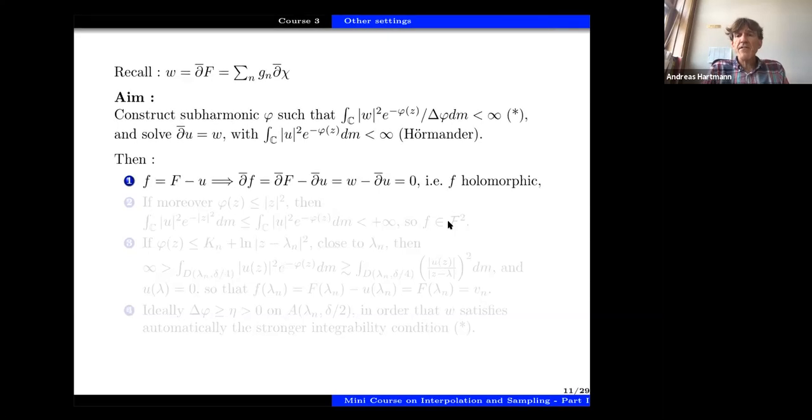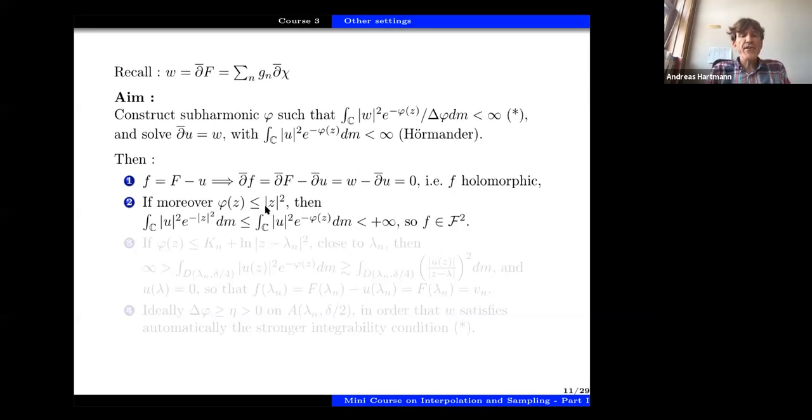Okay, but suppose this is possible, then if I set f to be big F minus u, then I compute d bar of this little f is d bar of the big F minus d bar u. D bar of big F is w, and w minus d bar u is 0, because that's what we solved here. So this means f is holomorphic. So we came from a smooth interpolating function to the holomorphic function.